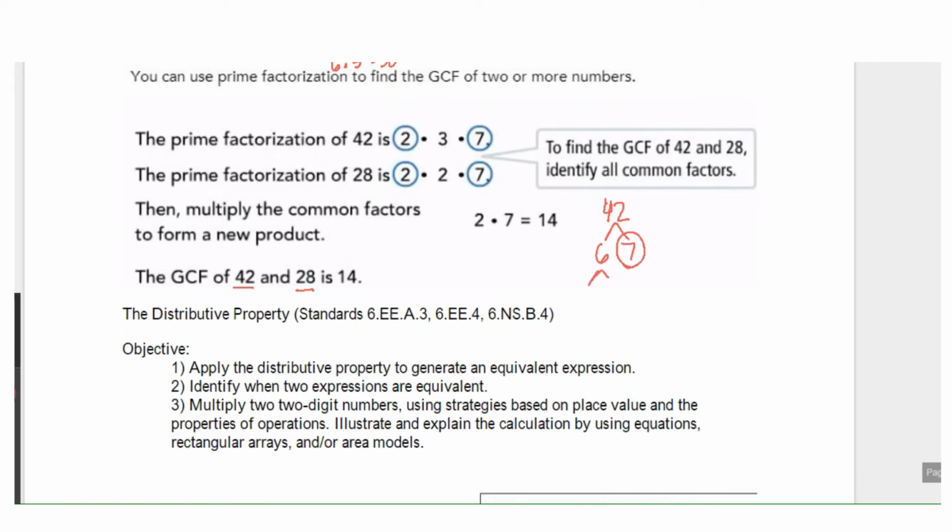6 is composite, so I need to draw my branches and keep going. 2 factors of 6 are 2 and 3. 2 and 3 are both prime, so I'm going to circle those. So the prime factorization for 42 is 2 times 3 times 7. So this is where that prime factorization came from. And then the prime factorization for 28, 2 factors to make up 28 are 2 times 14.